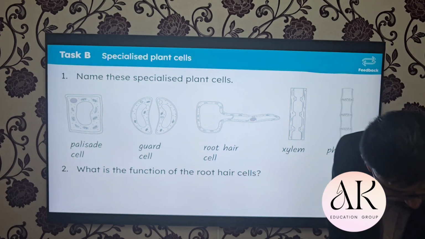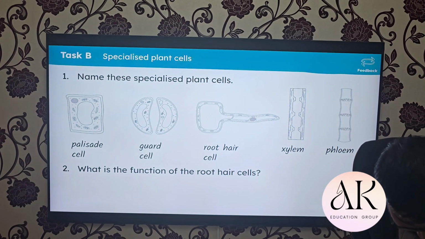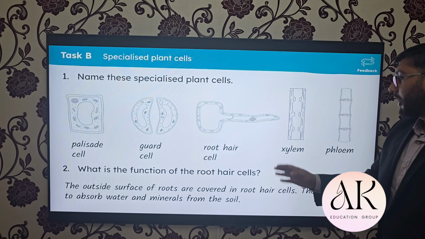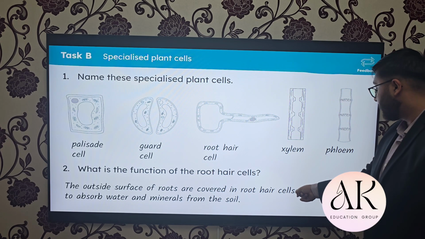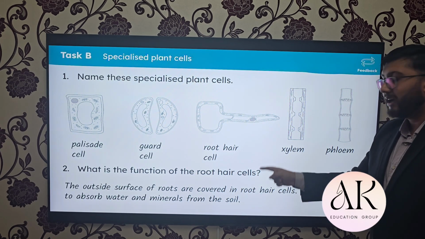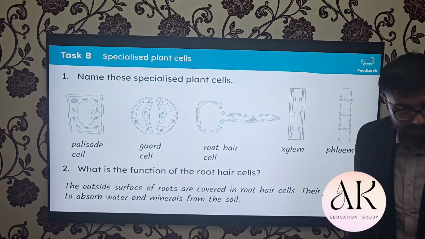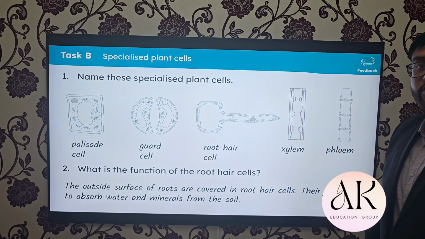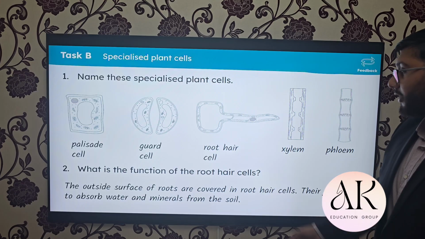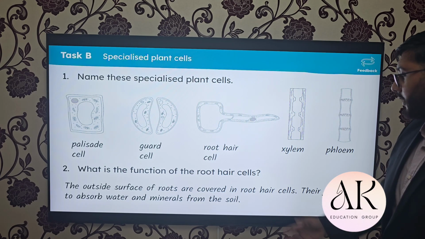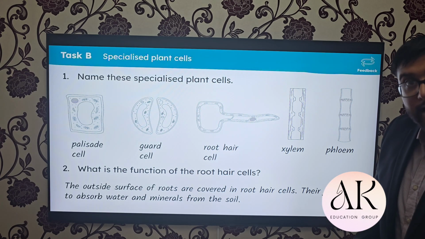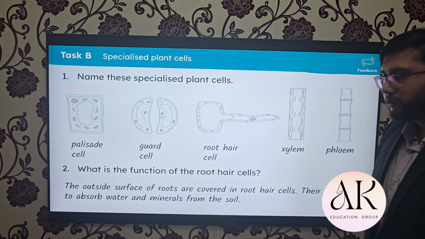Okay? What is the function of root hair cells? This is your answer. The outside surface of roots are covered in root hair cells. Their job is to absorb water and minerals from the soil. So, if I ask you what's the function of a root hair cell, you say it's to absorb water and minerals from the soil.